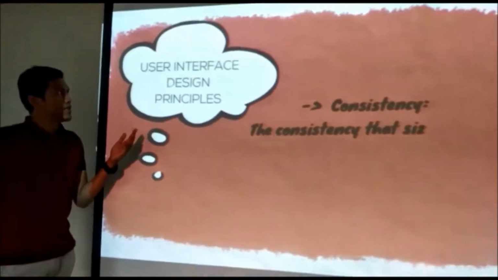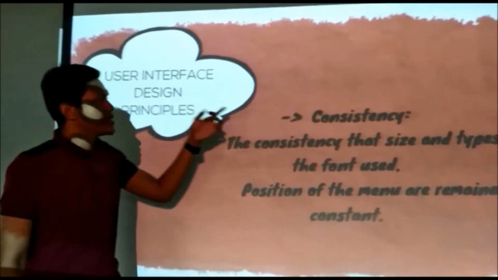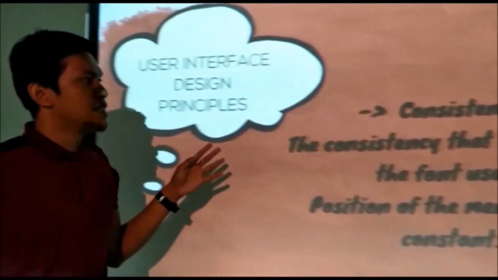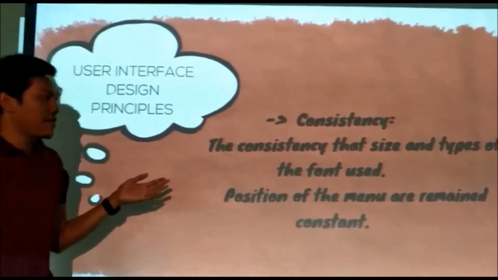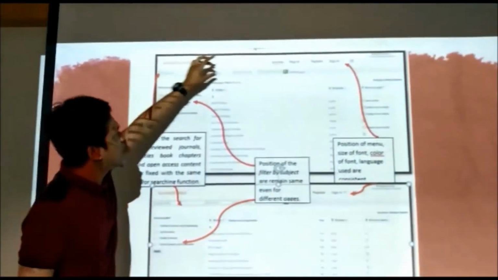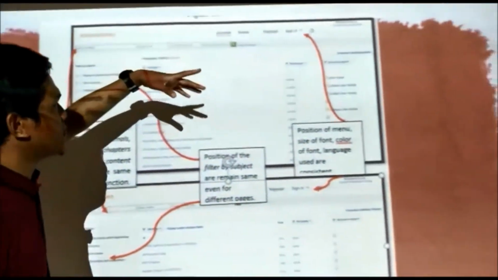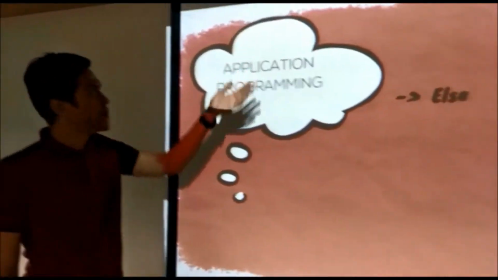The third is the user interface design principle, which I choose is consistency. The consistency that I mean is the type and size of the font used and the position of the menu. You can see the position of the filter is the same on the other pages, and the search field is the same.